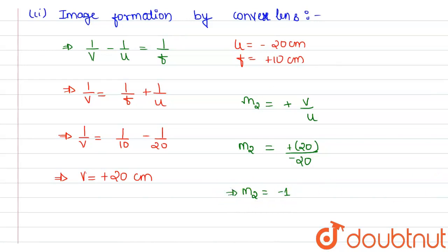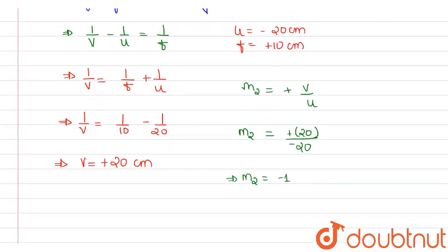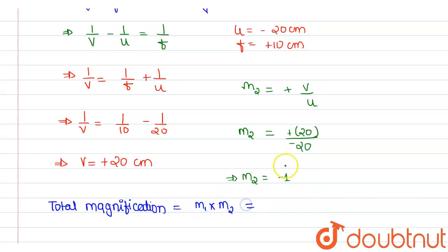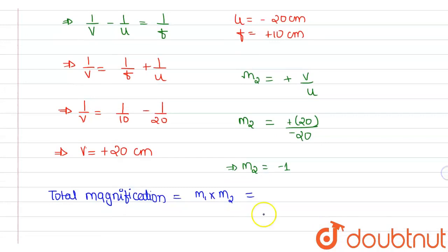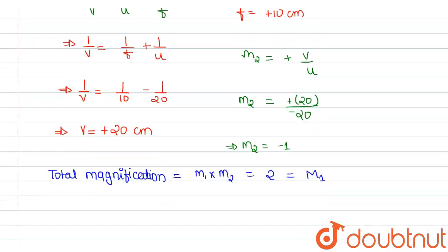If we find the combined magnification of the whole system, both lenses, we can say the total magnification will be equal to m1 into m2, which is minus 1 into minus 2, which is 2. This is the value of our m1, which is given in the question.